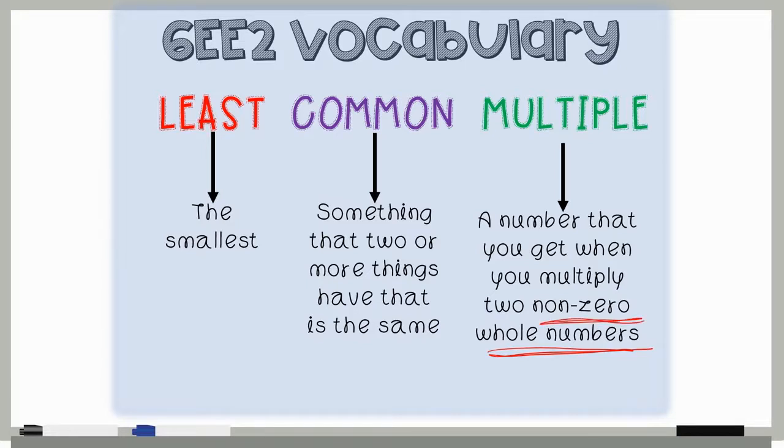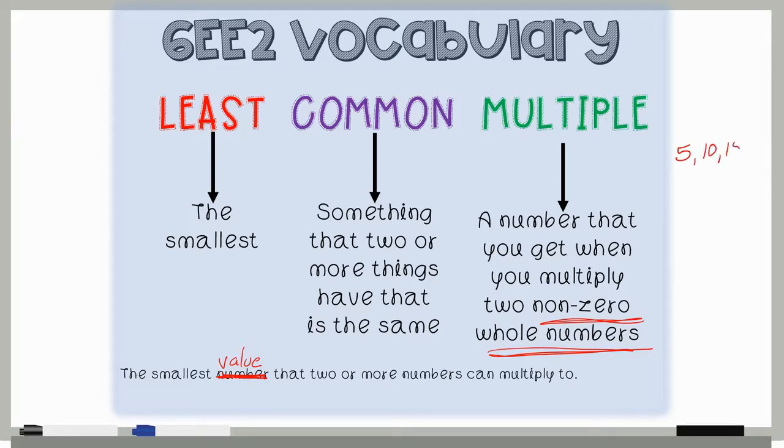Alright, so then from that we can determine that the least common multiple is the smallest, and I'm going to change the word number to value. So the smallest value that two or more numbers can multiply to. So remember, multiples are what you get when you multiply. So the multiples of 5 are 5, 10, 15, 20, and so on.